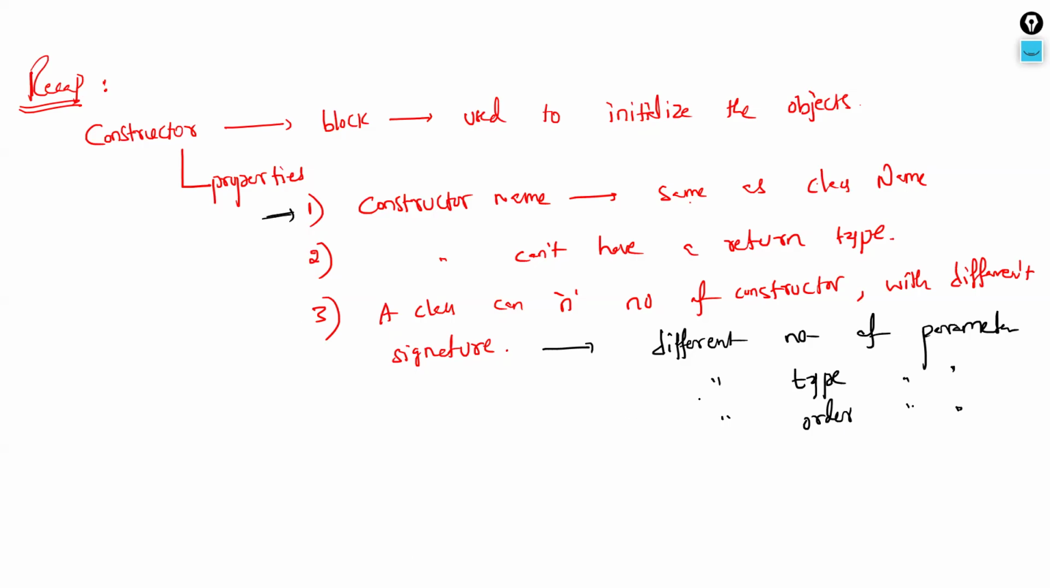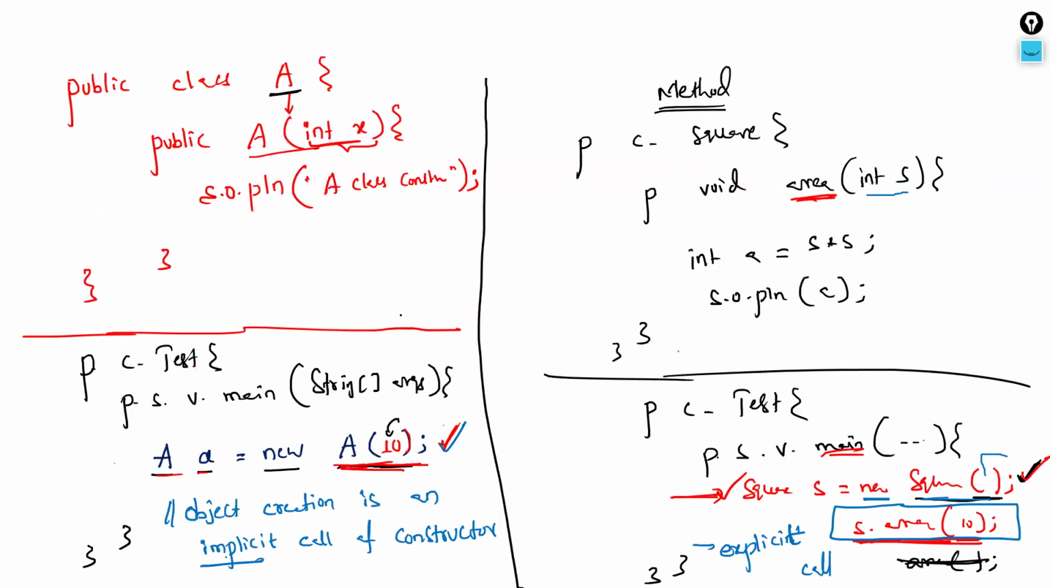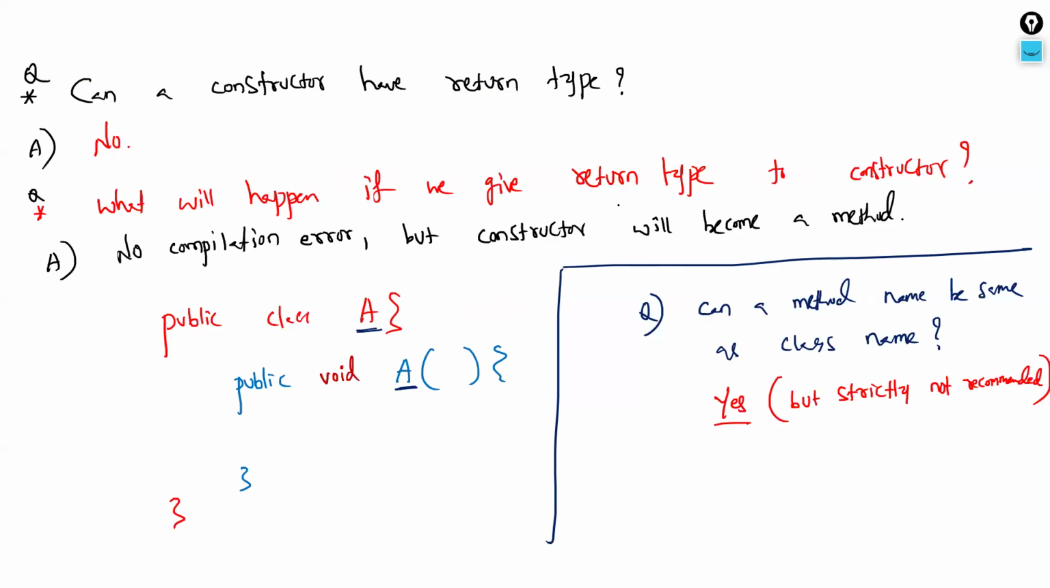Then we have some cross questions also. What will happen if we give a return type to a constructor? Is it syntactically accepted, or do we get a compilation error? Everybody is saying we'll get a compilation error, but there is no compilation error. Even we have discussed through Eclipse also. But the constructor will become a method if we give it a return type.